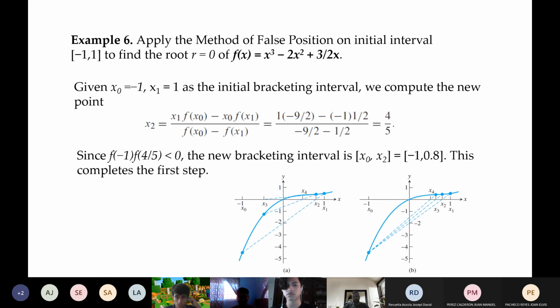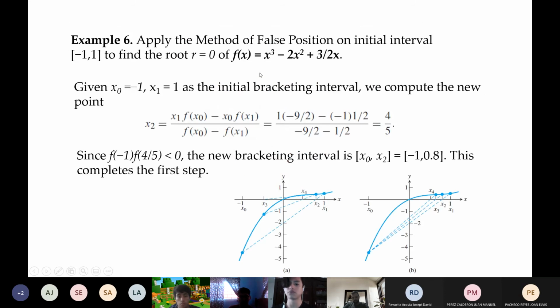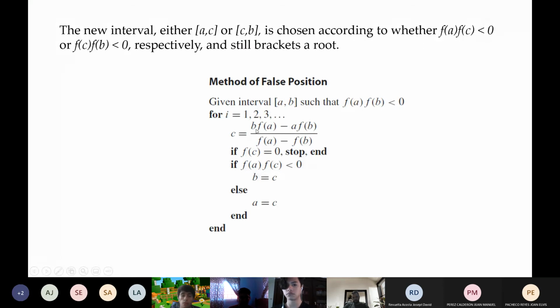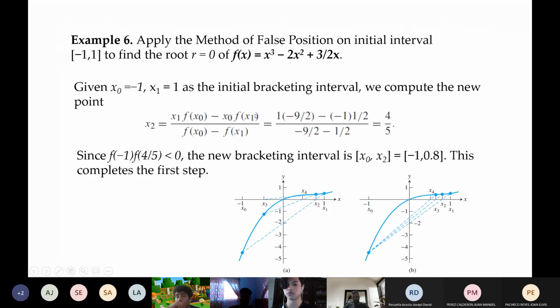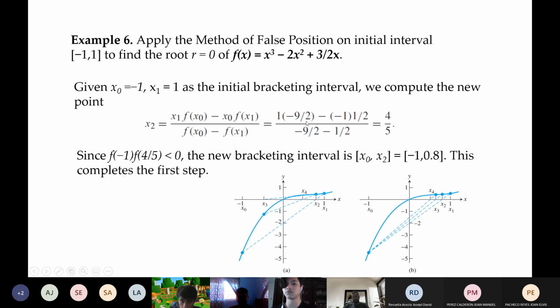For example, we want to apply the false position method on an interval minus 1 and 1 to find the root of this polynomial, okay? So this is the function that we need to know. And then I just translate it to the x version, right? So if you see here, B is my x version of this x1, and A is equal to x0. So you see, this is f(x0) and f(x1). It's pretty much the same thing.